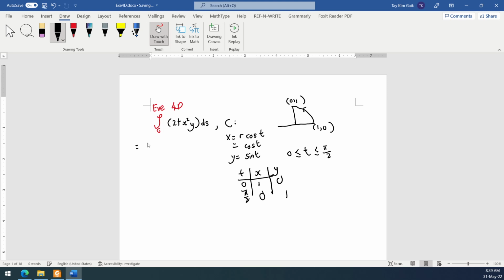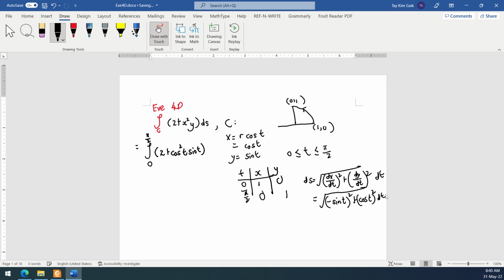Your integral along curve C will become t from 0 up to pi over 2. X is cos t, so x squared will be cos squared t. Y is sin t. To get ds, ds is the square root of (dx/dt) squared plus (dy/dt) squared, times dt. Differentiating cos gives negative sin t, and you square it. Differentiating sin t gives cos t, and you square it. So sin squared t plus cos squared t is 1. So ds equals dt.